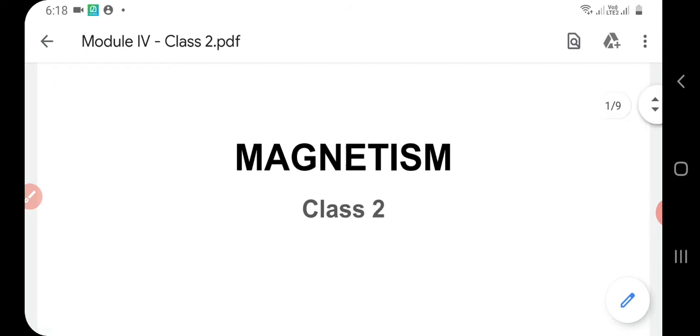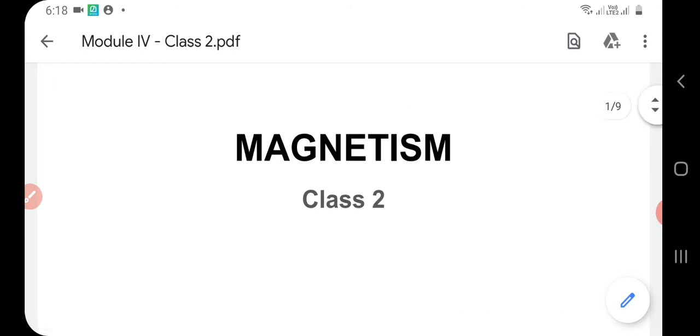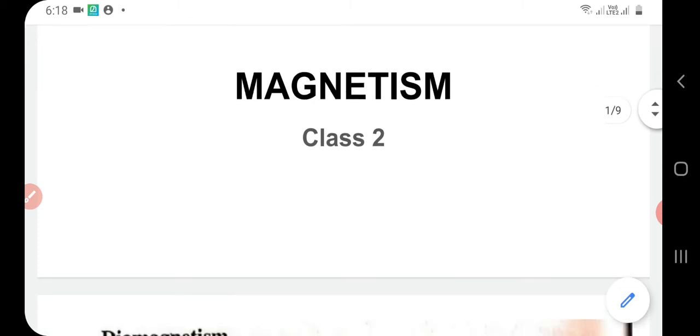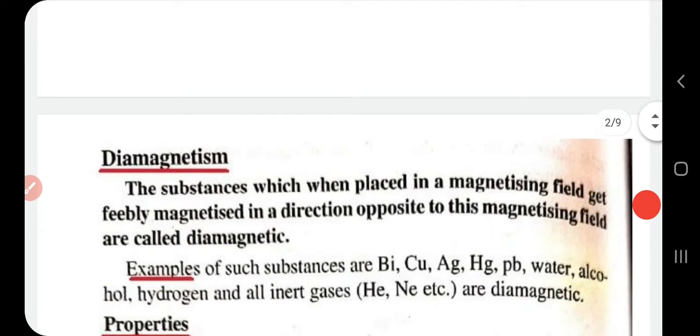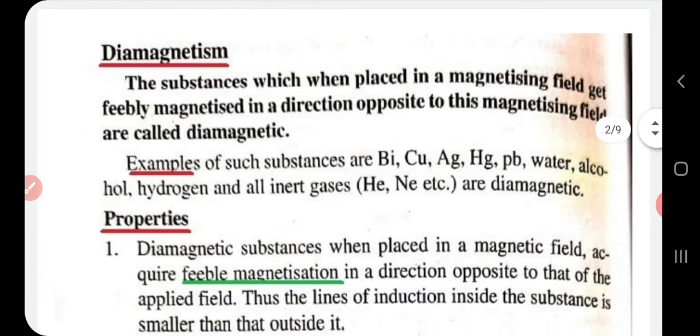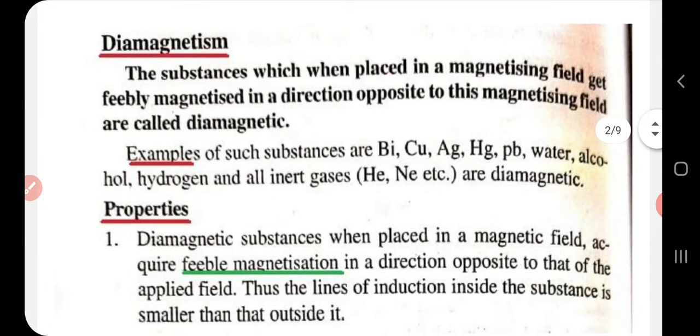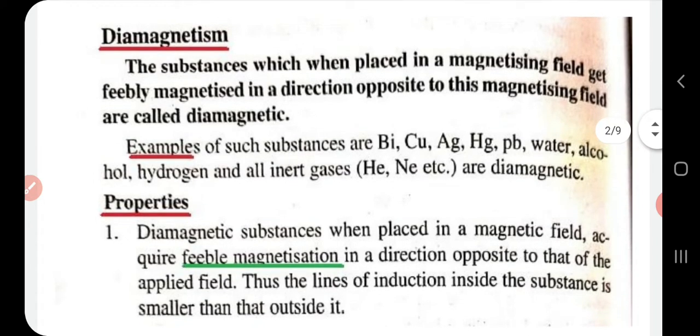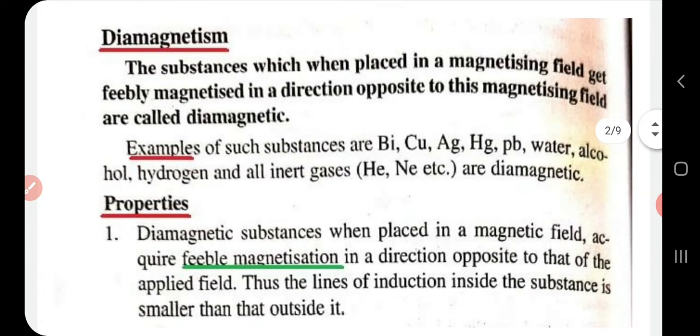Today we will go to the second class of magnetism, and in the last class we studied paramagnetism. So now we learn about diamagnetism and ferromagnetism. Now let us see what diamagnetism is and what are diamagnetic materials.